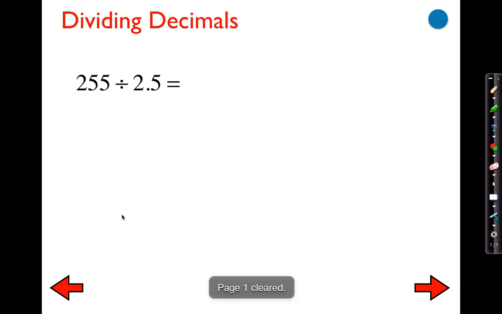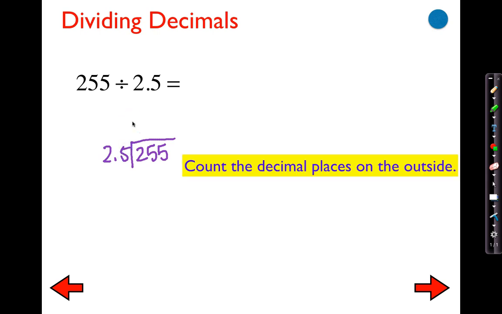Now let's go ahead and move into dividing decimals. So what's important to remember is your first number is your dividend. This is the number that goes inside. So 255 divided by 2 5/10. The first thing you need to remember is to move the decimal place by counting how many places it is from the right. So here we're going to have to move it a total of 1.